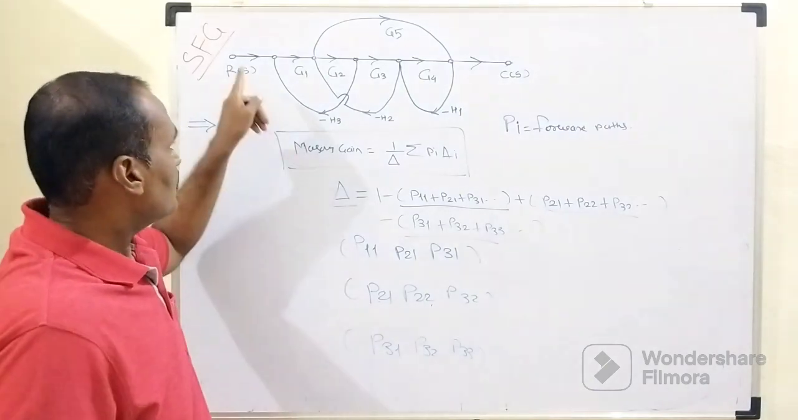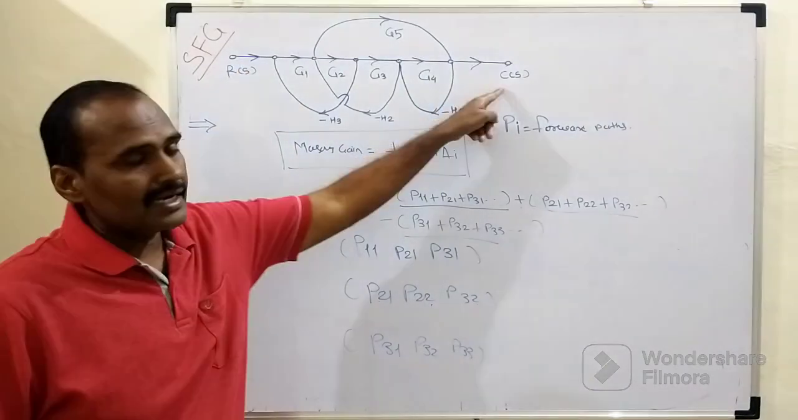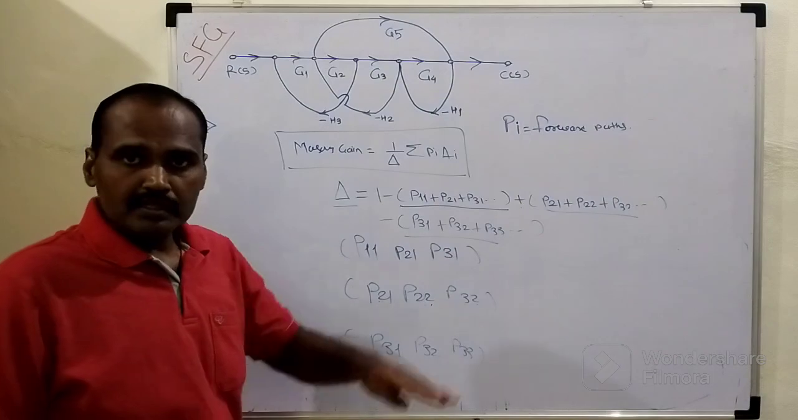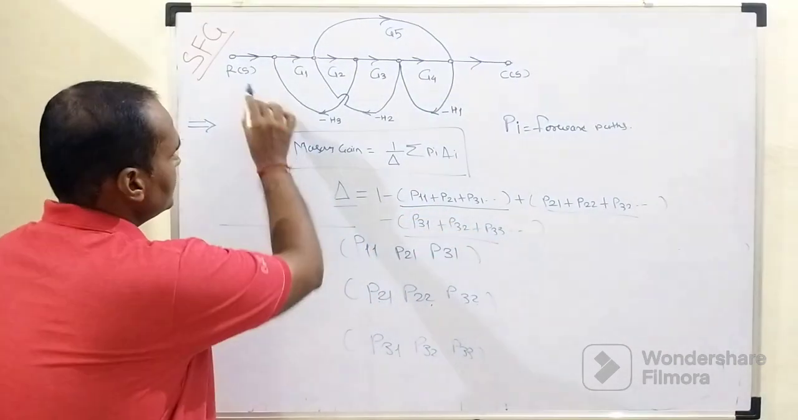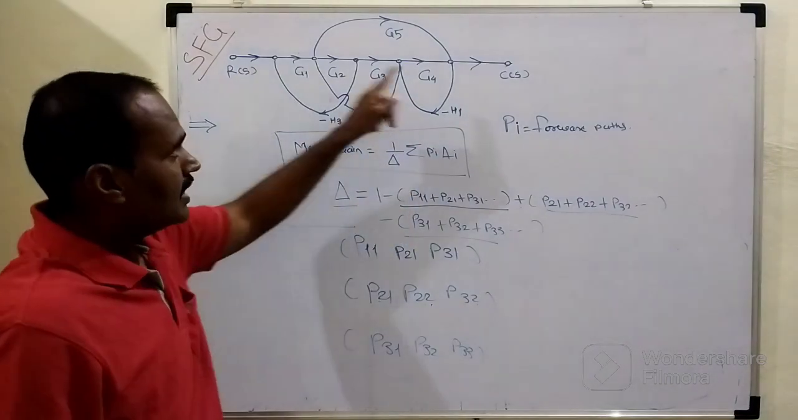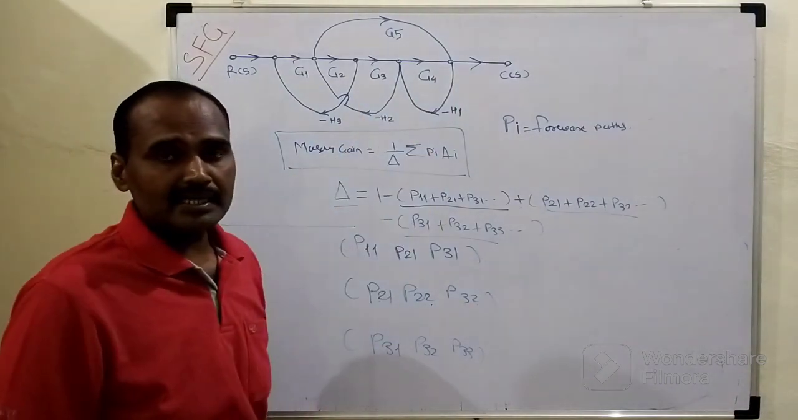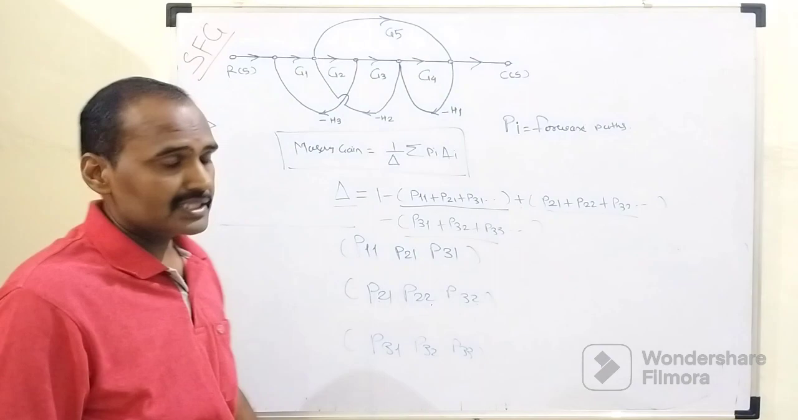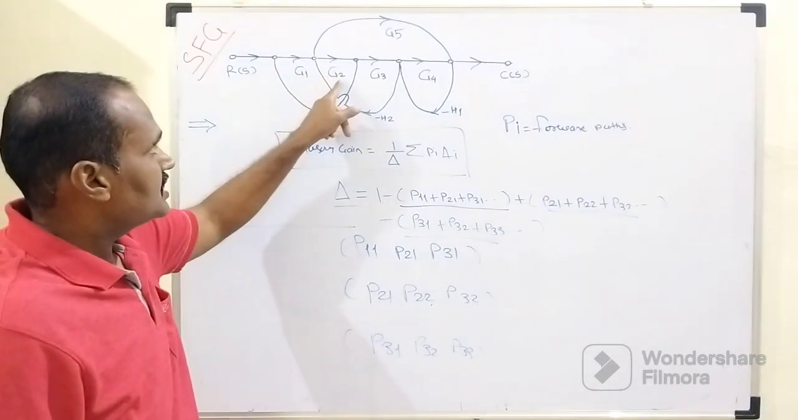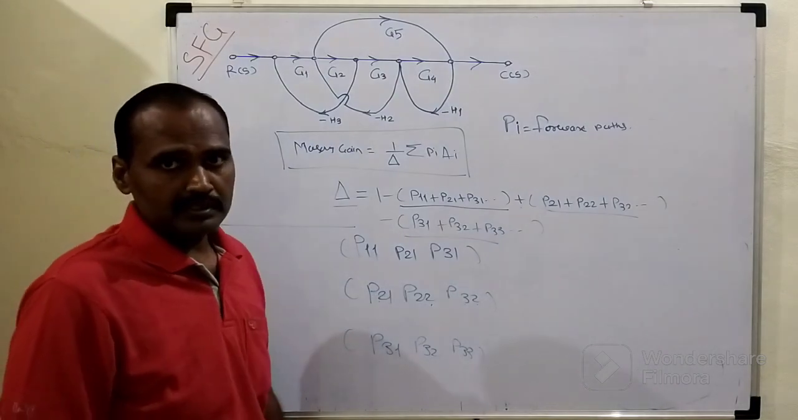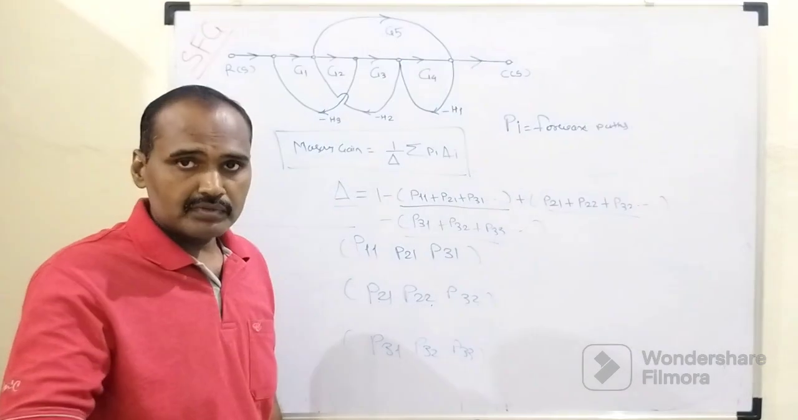Now as you can see, for the sake of this moment, in between R and C, the first forward path is this horizontal line which is present between R and C. So in between R and C, how many elements are we having? The elements are G suffix 1, G2, G3 and G4. There are a total of 6 elements.